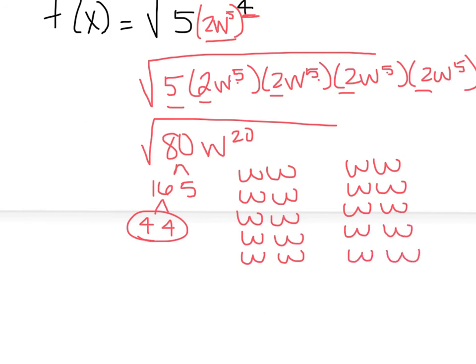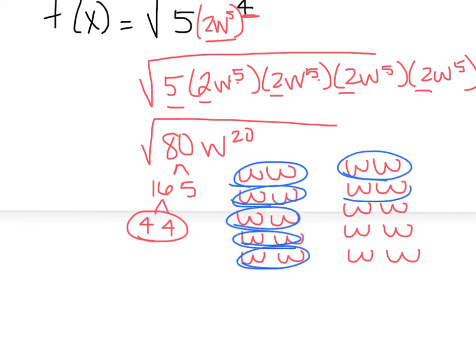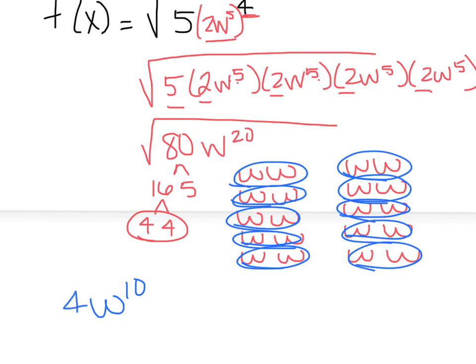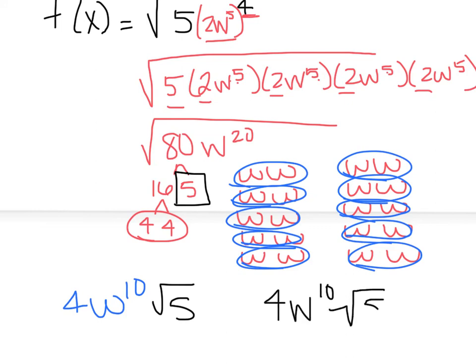Okay, so 20 W's. I'm going to circle groups of 2. 1, 2, 3, 4, 5, 6, 7, 8, 9, 10. So there are 10 W's that will come out. So W to the 10th. There was 1 4 that came out. And then the only thing that was left over was this 5. All the W's got used. So final answer is 4W to the 10th square root 5.